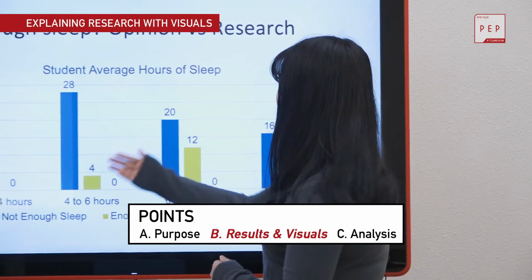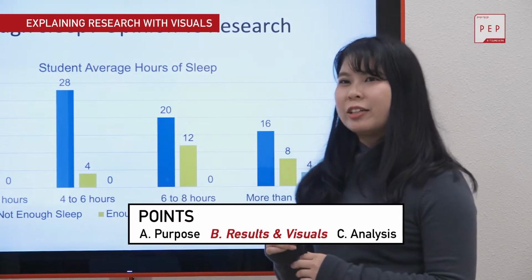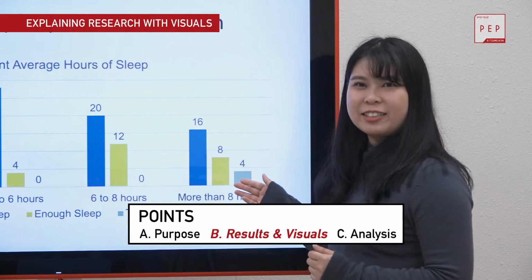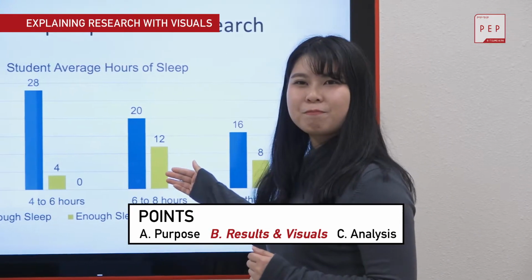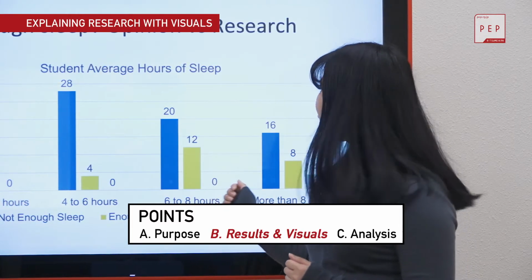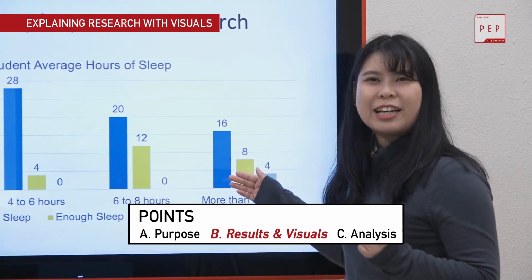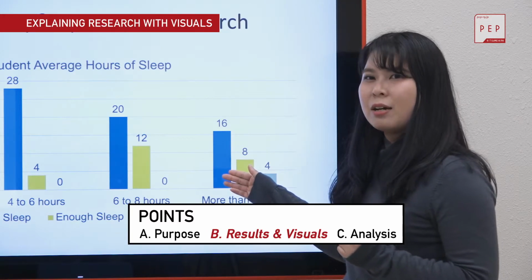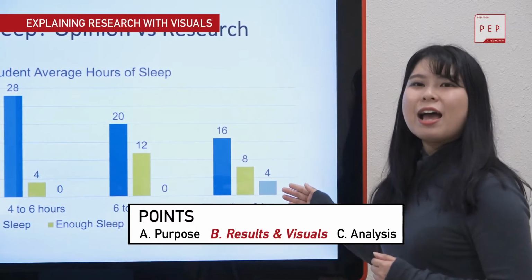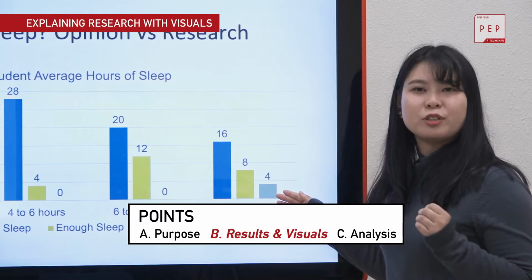As I said, 24 students said they get enough sleep. But you can see here, only 8 of them sleep more than 8 hours. And here, 12 of them sleep between 6 to 8 hours. You can see here, 16 students who said they don't get enough sleep. But actually, they sleep more than 8 hours. And here are the 4 students who said they sleep too much.